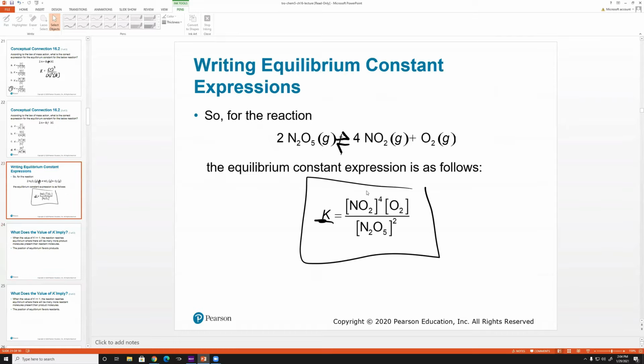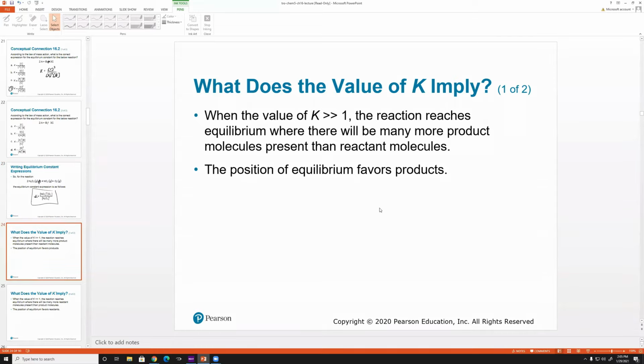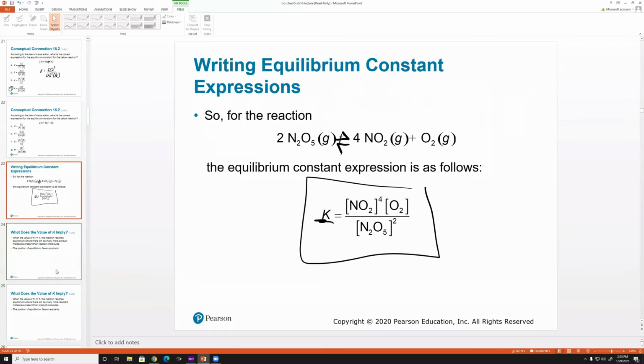So we can see that if this number is larger than 1, that means the ratio between products and reactants is going to be very high, more in favor of the products. So that's why the equilibrium will be in the direction of the products, and it will favor the forward reaction. That's another way to determine it. So it favors the products and it favors the forward reaction.